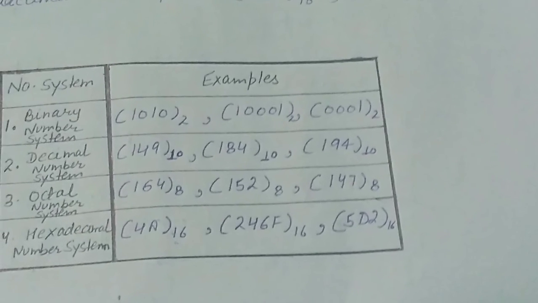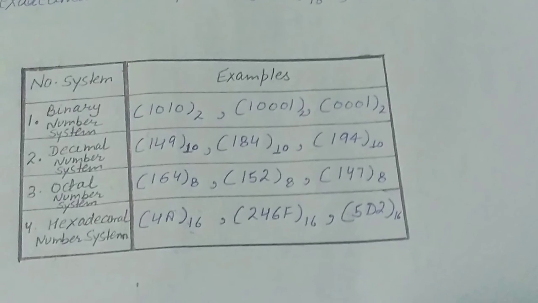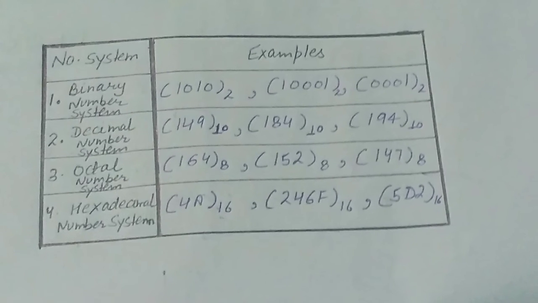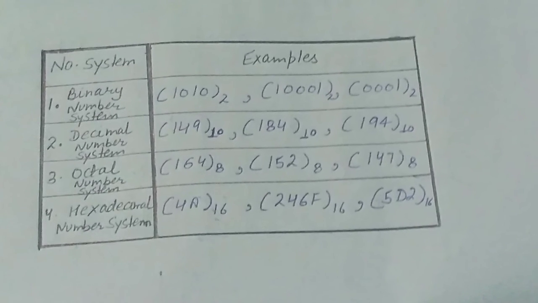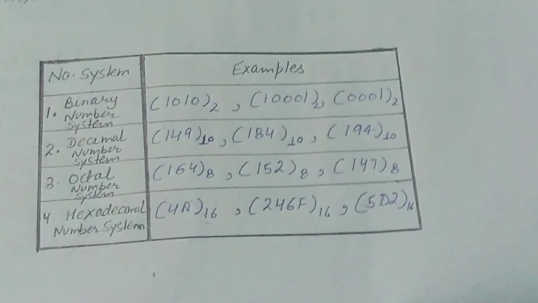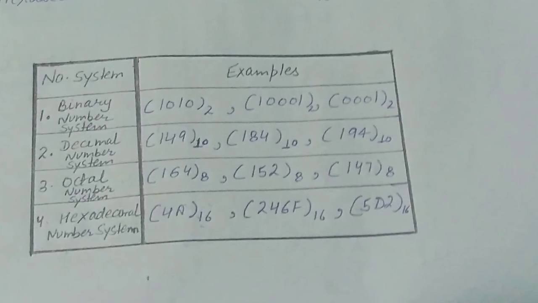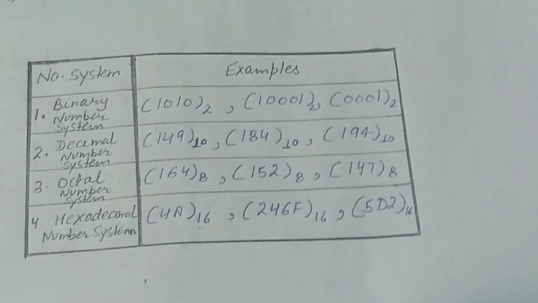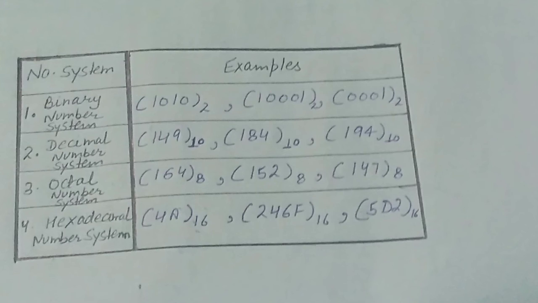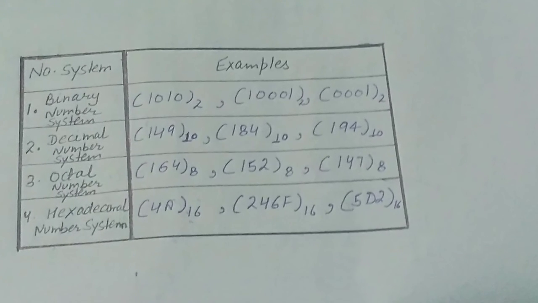And your last one is hexadecimal number system. So according to the rule, hexadecimal number system uses digits from 0 to 9 and also alphabets from A to F only. So you can see here in examples also 4A base 16, 246F base 16 and last one is 5D2 base 16.